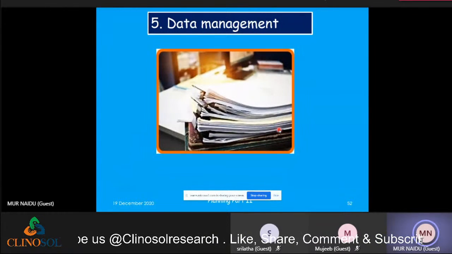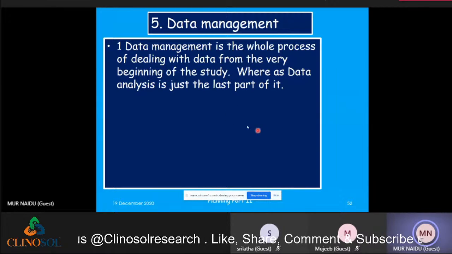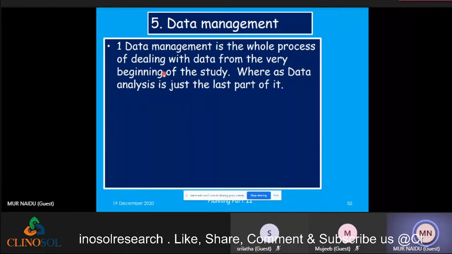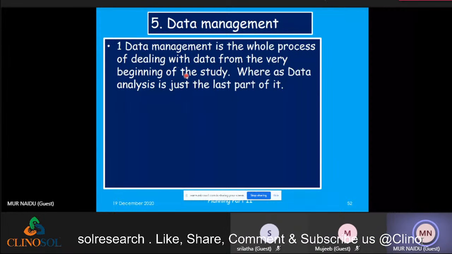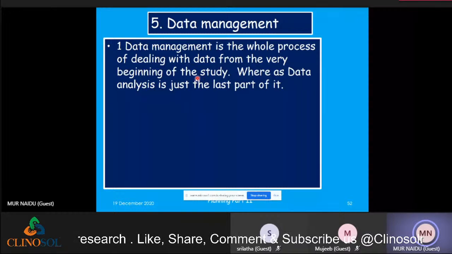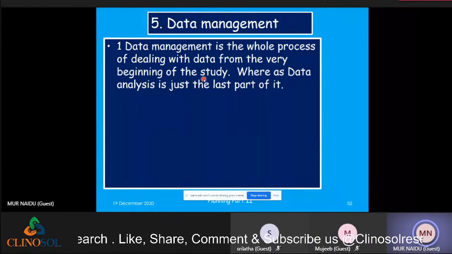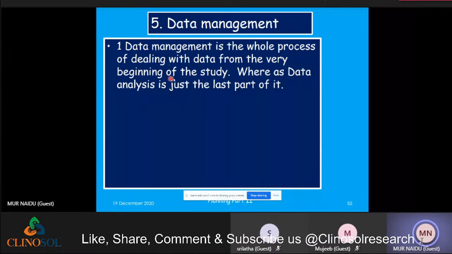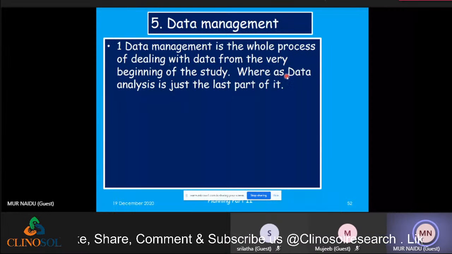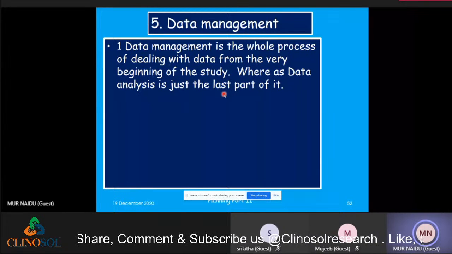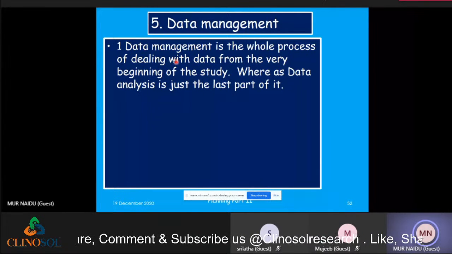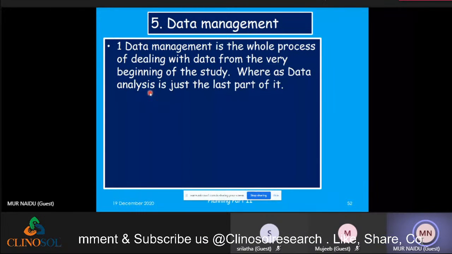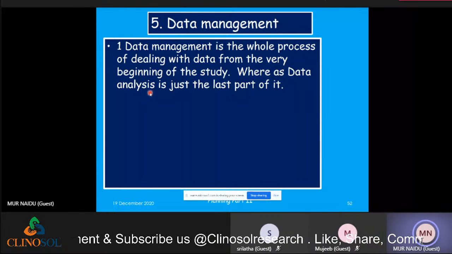Then once you have done that data management, it is a very simple thing. Data is there; the whole process is dealing with data from the very beginning. Once the data is collected and work has started, whether screening is done properly, whether the drug is given or not, from the beginning that data management starts. Whereas the data analysis occurs at the end, when all the data from that participant is collected.